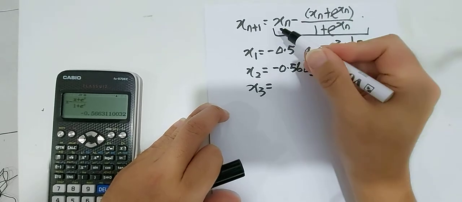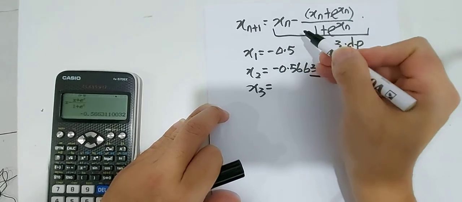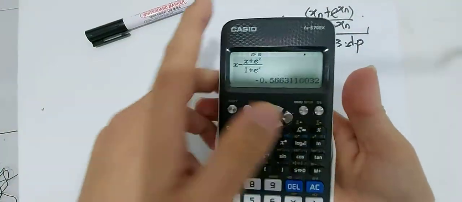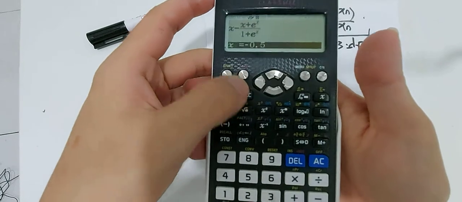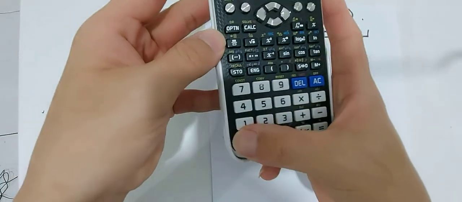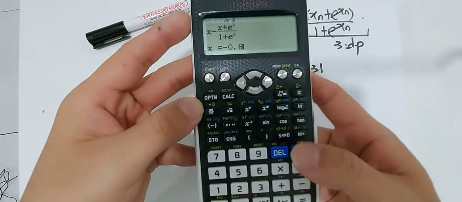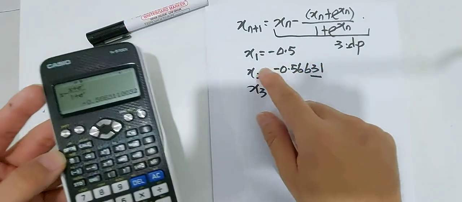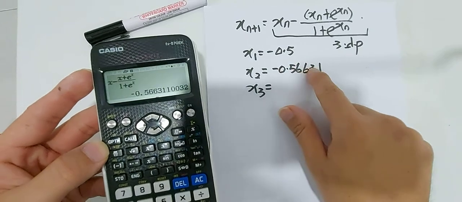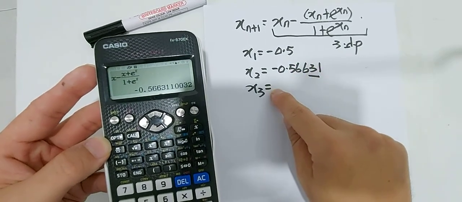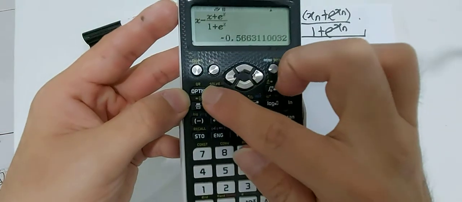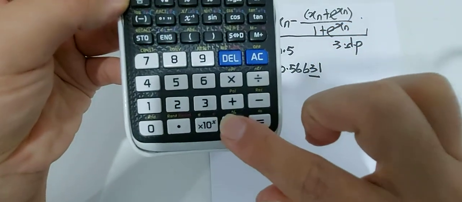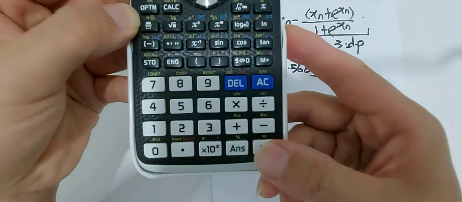If I substitute and key into the calculator, it will be a waste of time. So what I'm doing is, I'm using this calculator. Just now, you see, I repeat again. Calculate, the first one is negative 0.5. So I press double equal, and I'm getting negative 0.56631, the second approximation. Now I want to get the third approximation. So I just press the button Calculate, then I press the button Answer, and I press equal.